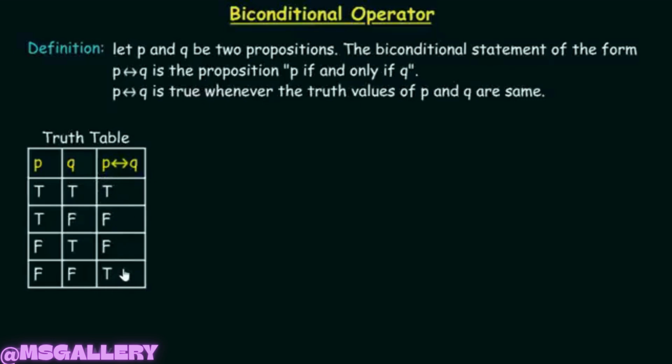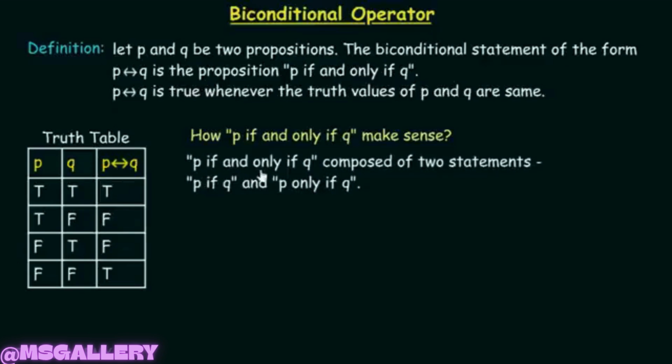Okay? Now let's consider one question. How does P if and only if Q make sense? Let's try to understand why we are writing if and only if in between P and Q to indicate the biconditional statement. P if and only if Q is composed of two statements: P if Q and P only if Q. Isn't that so? It is the combination of these two statements. Now let's try to understand them separately.